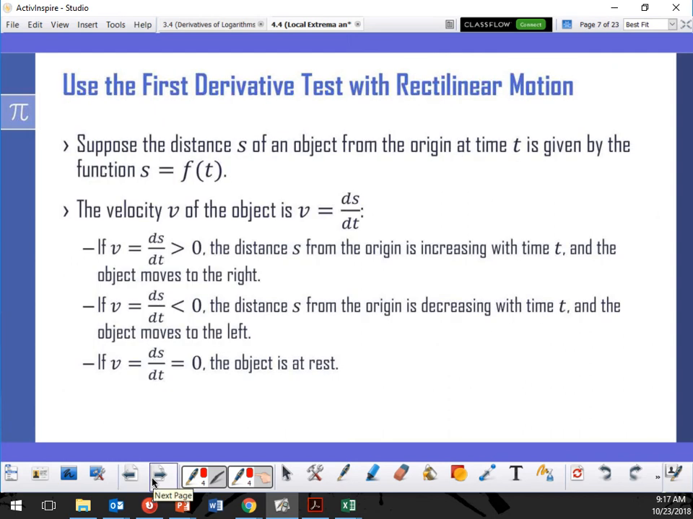Distance of an object from origin at time t is given by the function s equals f of t. Velocity v of t is the distance over time, right? So it's the change in s, so it's ds/dt, the derivative of this in terms of time. So if v is greater than 0, the distance s from the origin is increasing with time, and the object is moving to the right. We always think about in functions because we read our Cartesian graph from left to right, don't we? Okay, so same thing goes right here. If the velocity is less than 0, the distance s from the origin is decreasing with time, and the object is moving to the left.